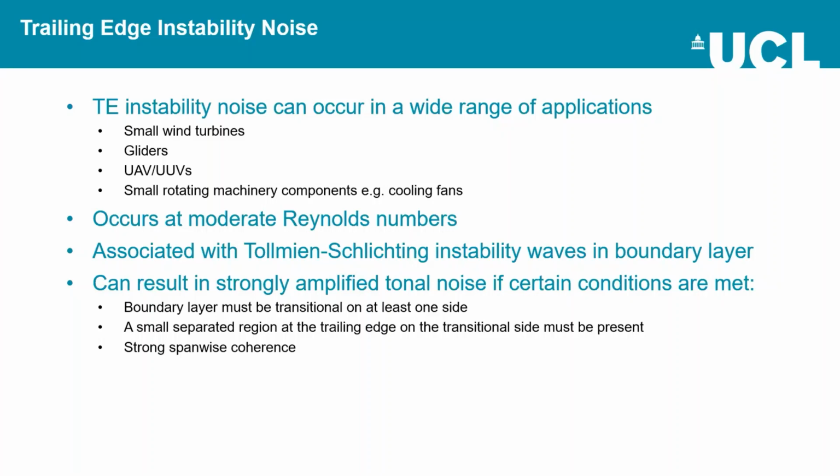And a series of studies over the past 20 years or so have highlighted that the boundary layer must be transitional on one side, so we must have these TS waves. And we need a small separated region on the transitional side, and that is what's responsible for this amplification.